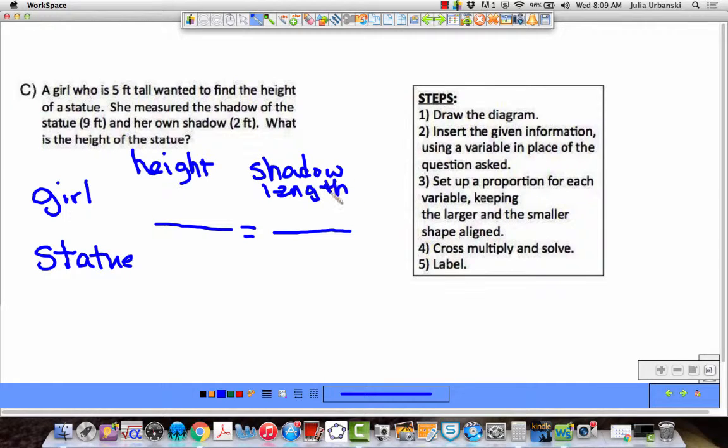Okay, so now we just start filling in numbers. A girl who is 5 feet, you know what? I'm going to do it this way. I'm going to point to a corner and you tell me what goes there. What's the height of the girl? 5.